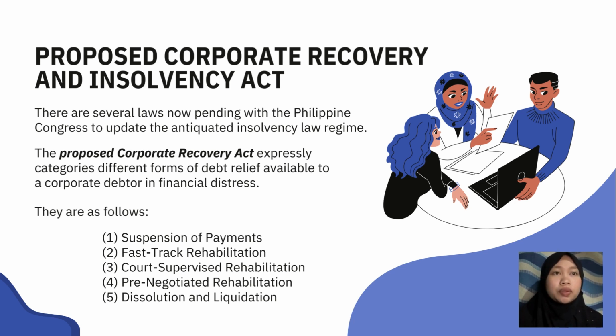Now let's proceed to pre-negotiated rehabilitation. This process allows for summary judicial proceedings for debtors seeking ratification of a rehabilitation plan that was approved by a majority of the creditors before seeking relief from the court. And lastly is the dissolution and liquidation. This is the final resort under the legislation. The proposed law calls for the appointment of a liquidator and formulation of the liquidation plan.